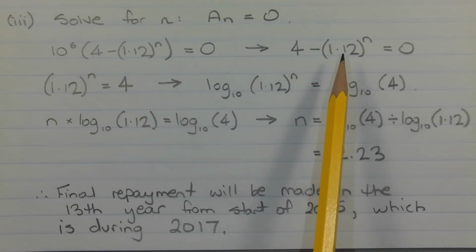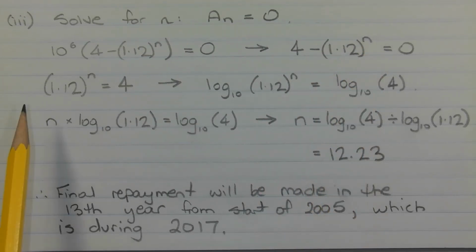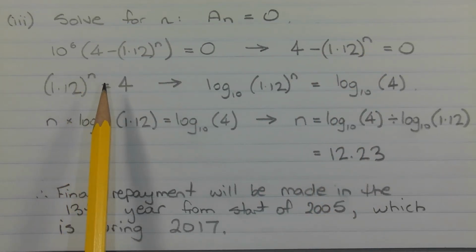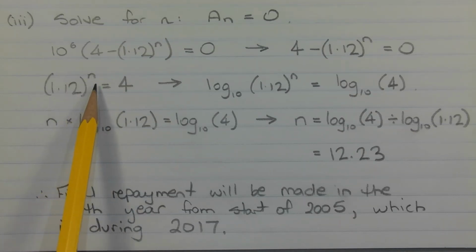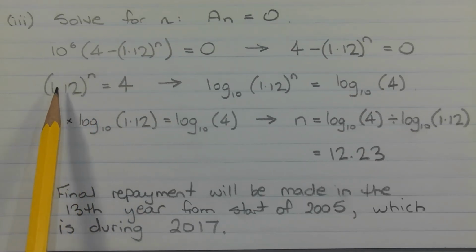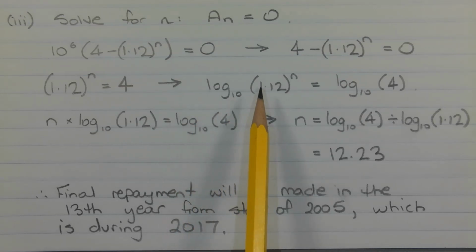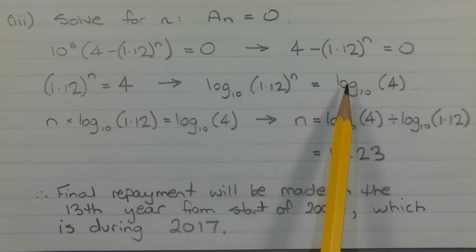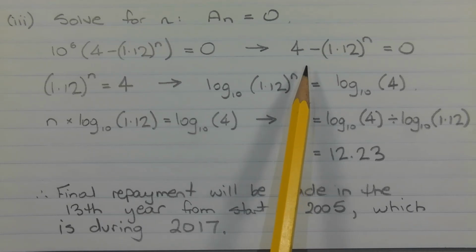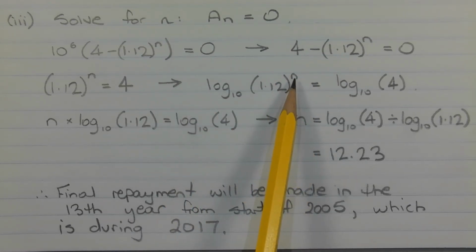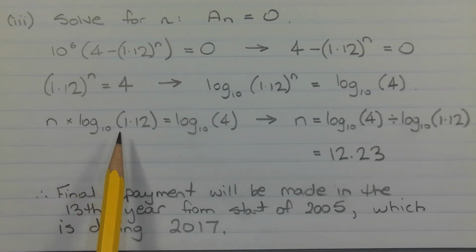Rearranging this equation to make 1.12 to the power of n the subject, we get 1.12 to the power of n equals 4. Next, we need to isolate the n, and we do that by taking the log base 10 of both sides of the equation. We could alternatively take the natural logarithm or the log of any base, but log base 10 is convenient. So log base 10 of 1.12 to the power of n is equal to log base 10 of 4. Now applying one of the logarithm laws, which says that the n being a power comes out to the front, we get n times log base 10 of 1.12 is equal to log base 10 of 4.